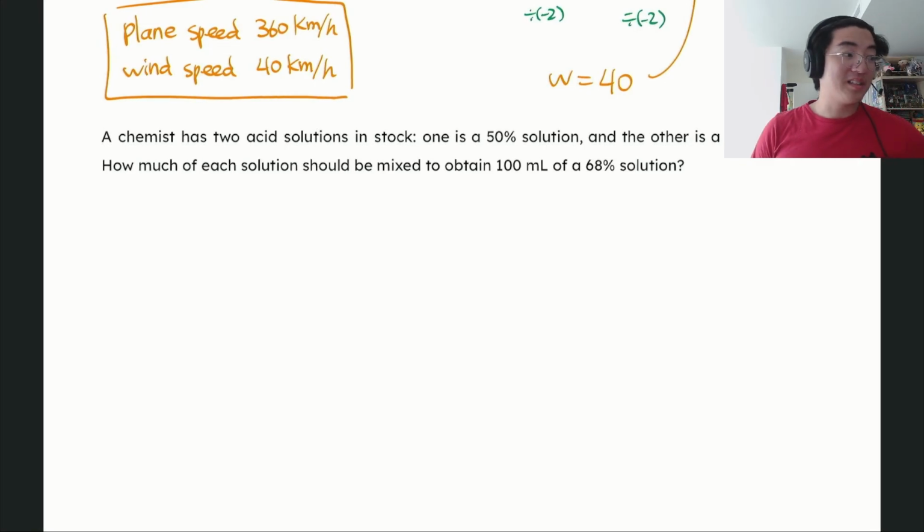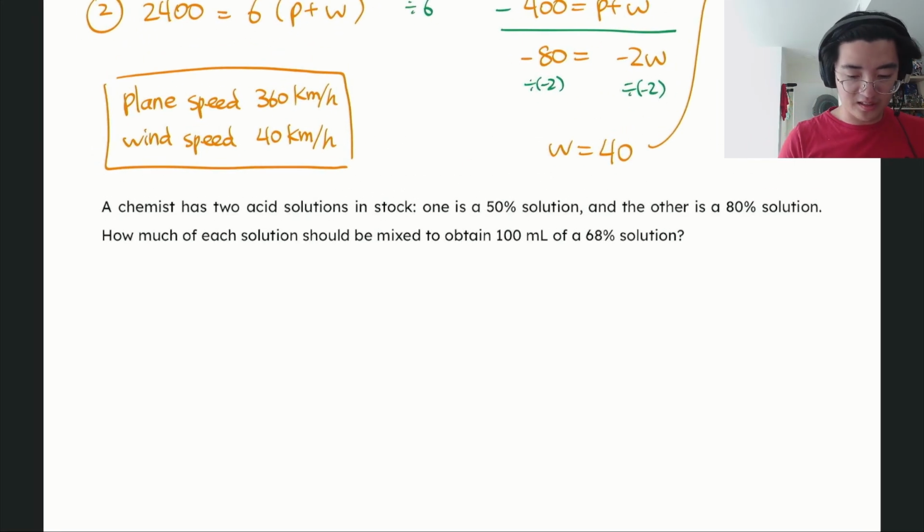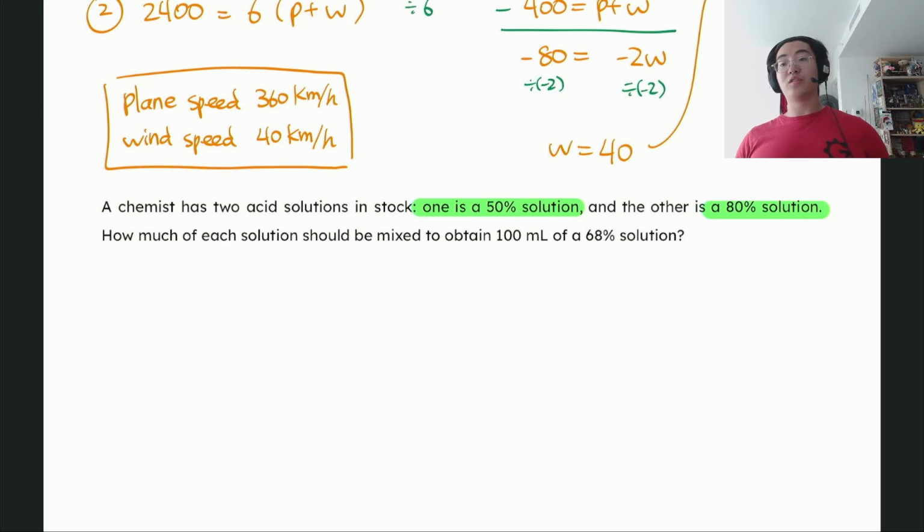Okay, here's another question. Again, also very difficult, but that's the fun part, isn't it? So we got two solutions. We got a solution that's 50%. Another solution is 80%. A percentage solution just means how strong it is. If it's 100% acid, then this is literally just a bottle of pure acid. If it's a 50% solution, then this mixture is half acid and half water, for example. So the higher the percentage, the stronger the dose.